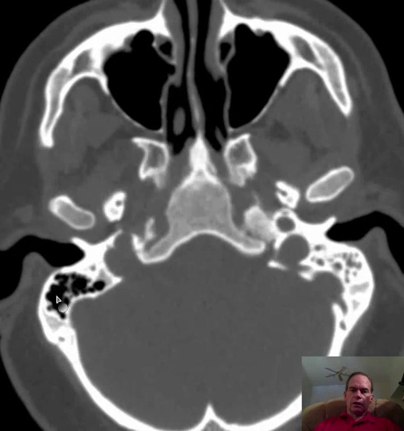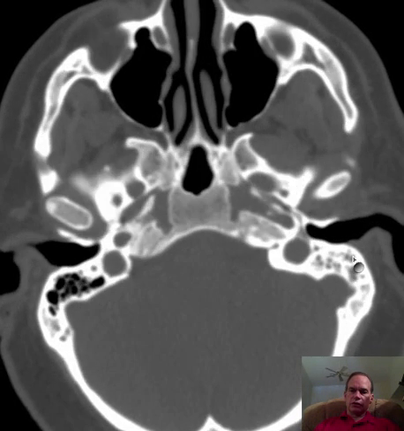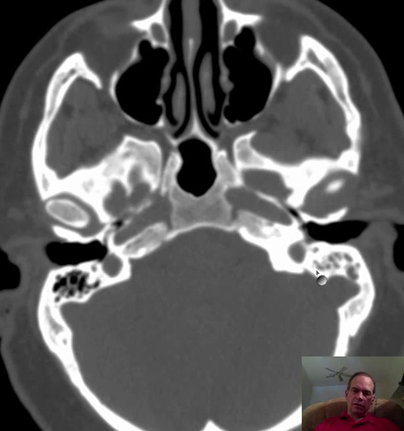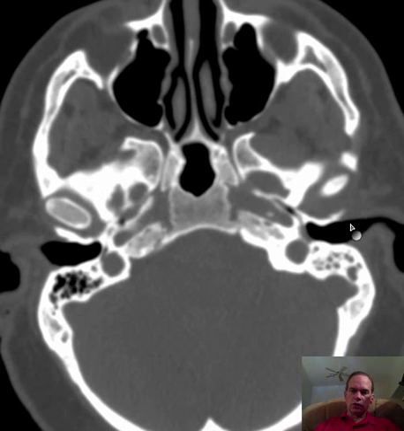Okay, so those are the mastoid air cells, and that would suggest mastoiditis. And the fact that there are signs of chronicity on this side suggests it's chronic mastoiditis. Here you can see the external auditory canal that goes to the ear on both sides.